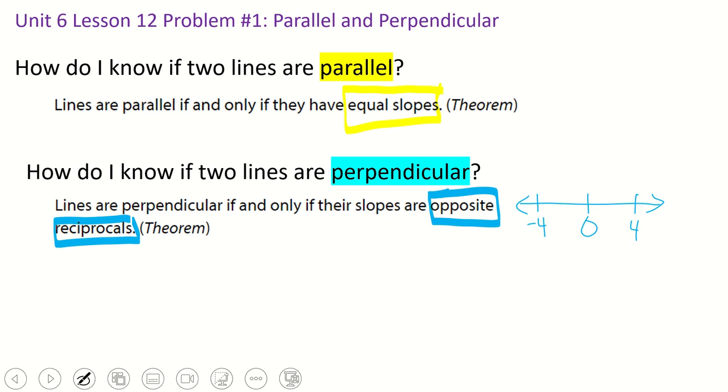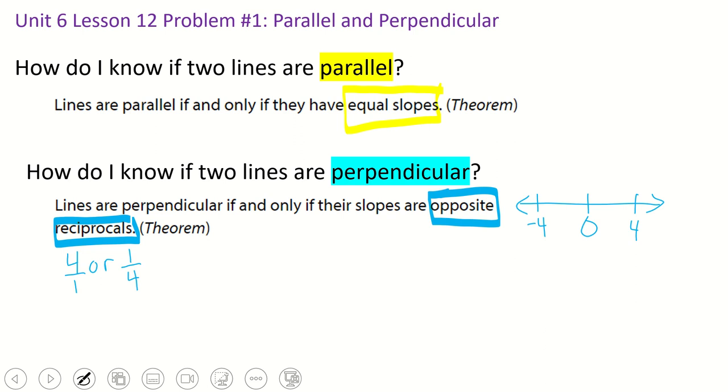Reciprocal is talking about the values. So again, if I go back to the number 4, my reciprocal would be 1/4. Some people say that it's really just flipping your fraction. So reciprocal means that if it's 4, you're going to change it to 1/4.